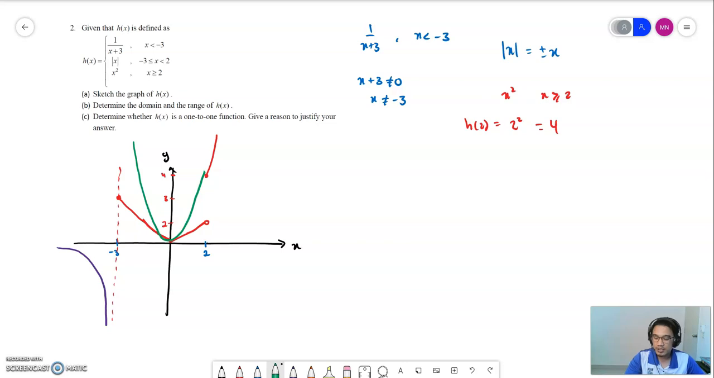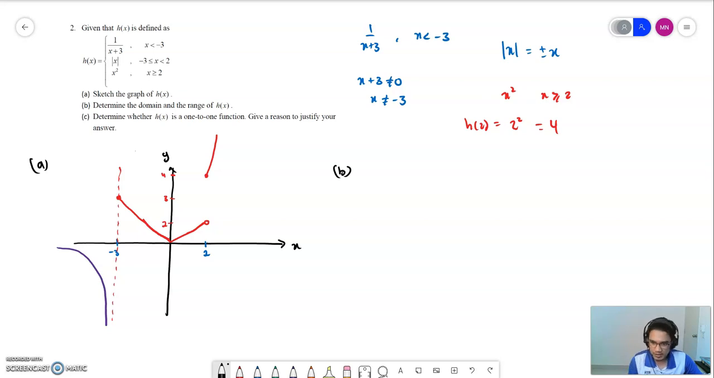So I just continue from the region where x is bigger than 2, but you don't need to draw other than the region less than 2. So this will be the shape of the graph for h(x). And then the question, to determine the domain and range for h(x). That is for A and this is for B.